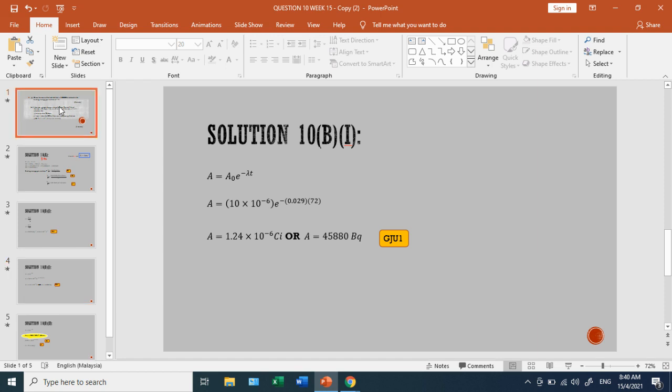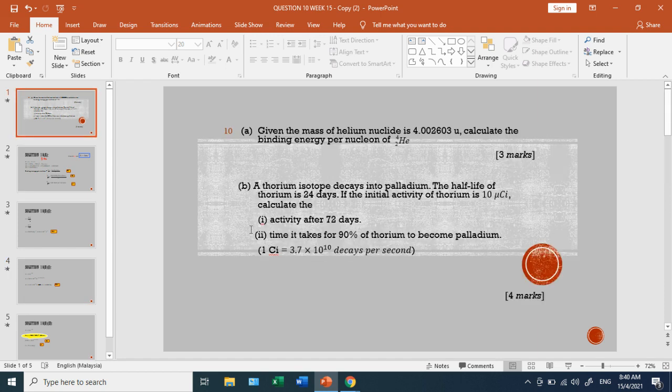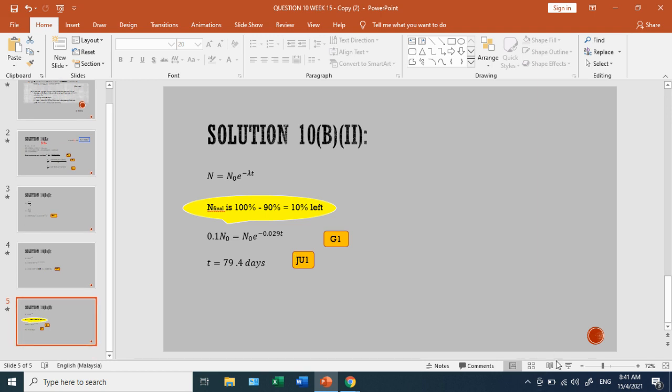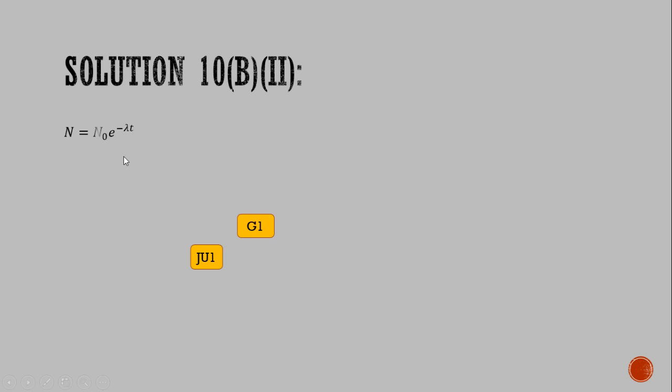Next, we have question B2. B2 is calculate the time it takes for 90% of the thorium to become the palladium. So meaning the 90% is the decay amount, so we have 10% left. So for the 10% left amount, which is our final value of N, we have N final is 100% minus the decay one, 90%, we have 10% left.